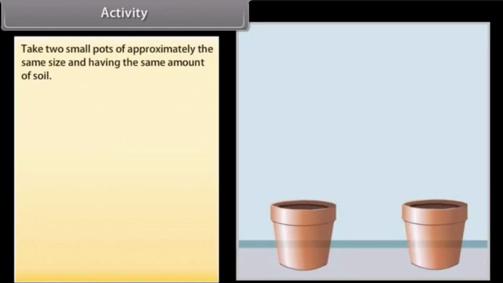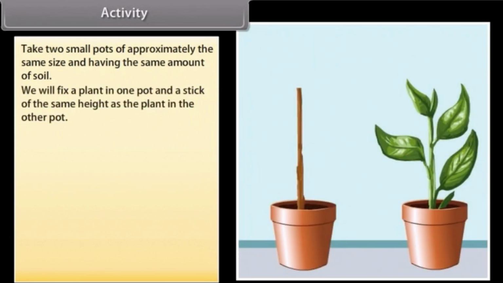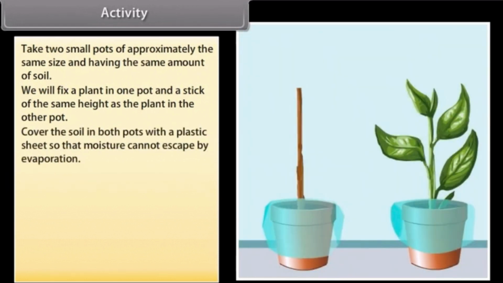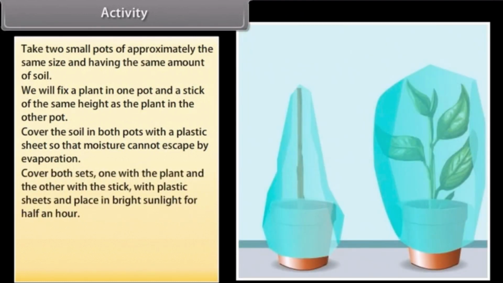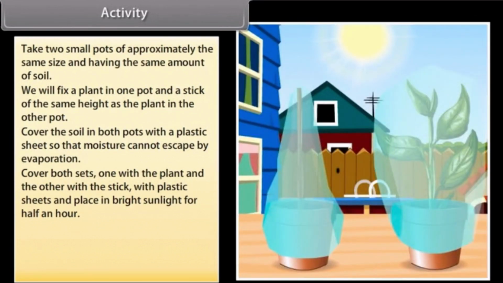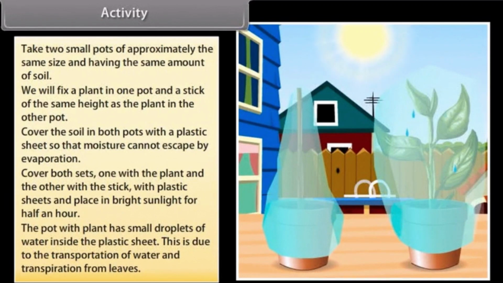Activity. Take two small pots of approximately the same size and having the same amount of soil. We will fix a plant in one pot and a stick of the same height as the plant in the other pot. Cover the soil in both pots with a plastic sheet so that moisture cannot escape by evaporation. Cover both sets, one with the plant and the other with the stick, with plastic sheets and place in bright sunlight for half an hour. The pot with the plant has small droplets of water inside the plastic sheet. This is due to the transportation of water and transpiration from leaves.